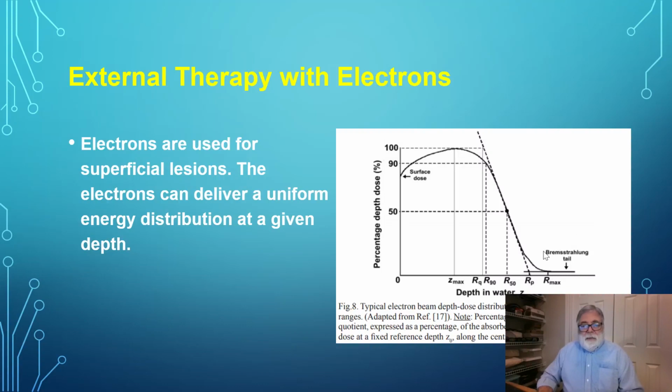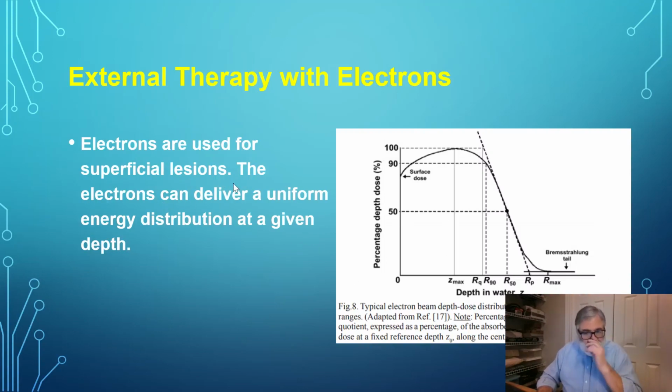Now, I do want to point out that when we talk about the range of charged particles, and particularly about electrons, there is this tail that spreads out beyond what you would have thought would be the range by the continuous slowing down approximation. And that tail is caused by bremsstrahlung. The electrons don't give up all their energy locally. Some of the energy is transmitted by bremsstrahlung, and so there's energy deposited beyond what would be the range.